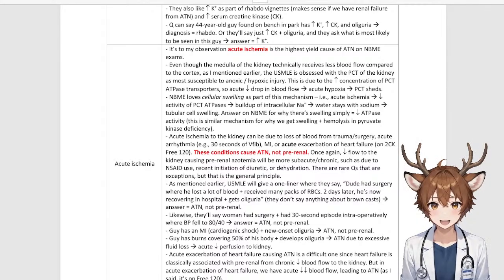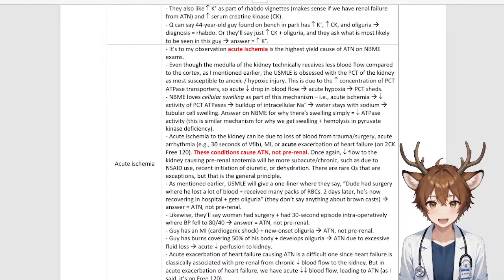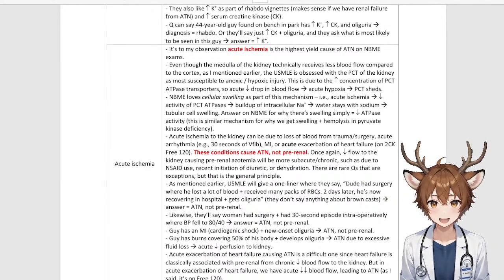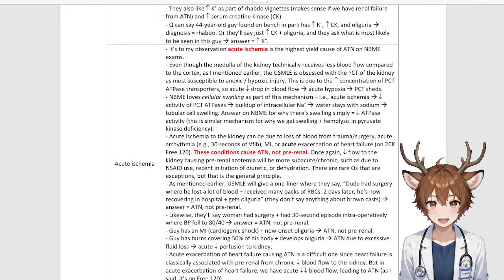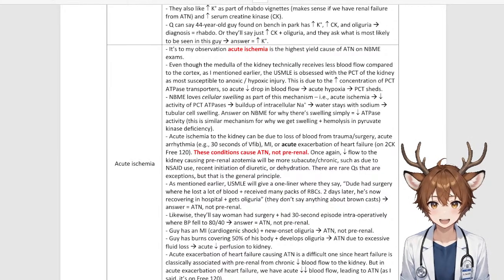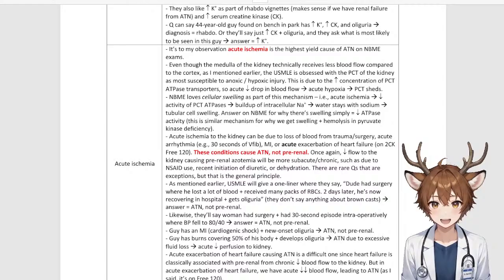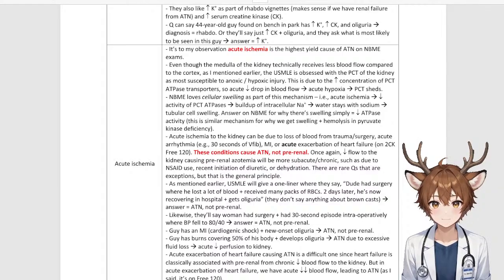Acute ischemia to the kidney can be due to the loss of blood from trauma/surgery, acute arrhythmia, that is to say 30 seconds of VFib, MI, or acute exacerbation of heart failure on Free 120. These conditions cause acute tubular necrosis, not prerenal. Once again, a decrease in flow to the kidney causes prerenal azotemia that will be more subacute/chronic, such as due to NSAID use, recent initiation of diuretic, or dehydration. There are rare questions that are exceptions, but that is the general principle.